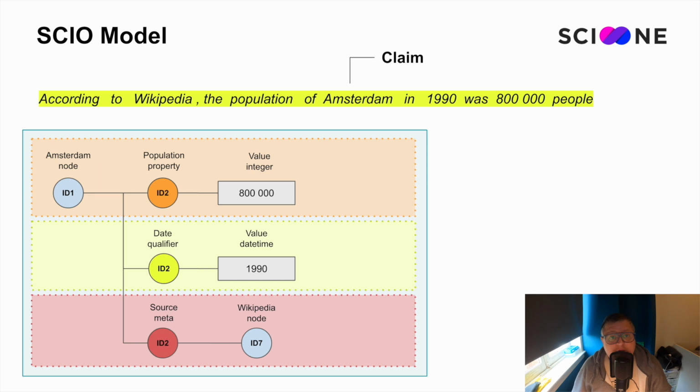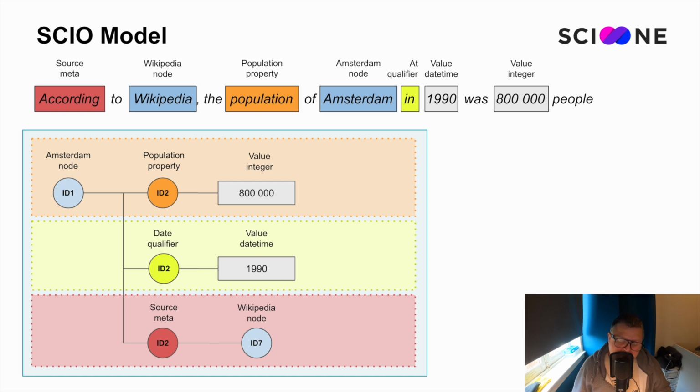According to Wikipedia, the population of Amsterdam in 1990 was 800,000 people. The sentence is a claim. The main statement is Amsterdam has a population of 800,000. The claim has one qualifier. When was the measurement done? In 1990. We create a meta statement denoting the source as the Wikipedia node. As you can see, the building blocks of the source sentence are perfectly mapped into the Scio data model. No need to create fake nodes or relationships. Let's play with some code and see Scio in action.